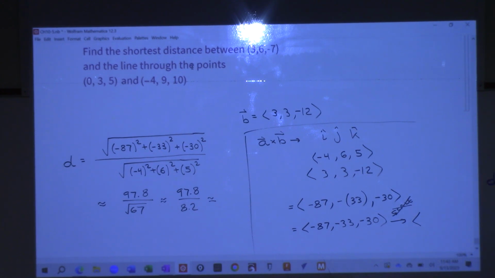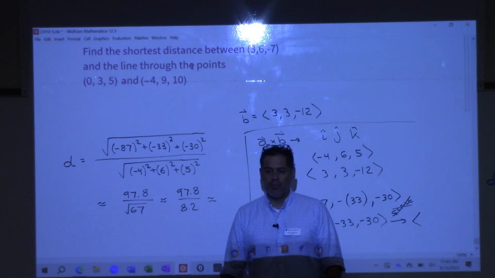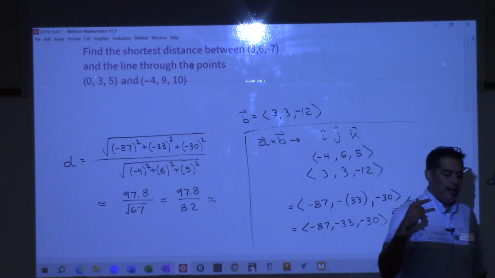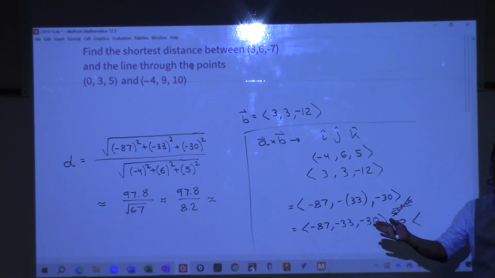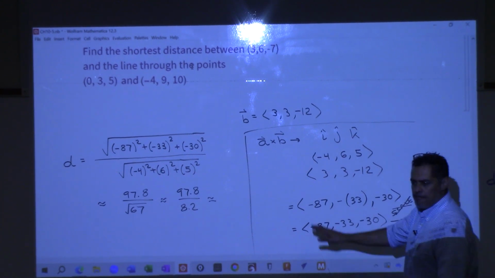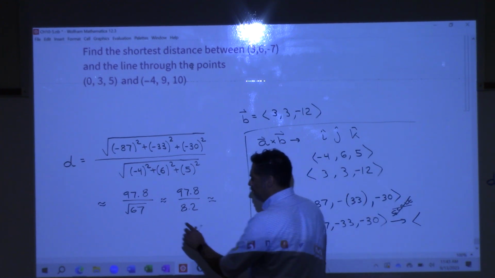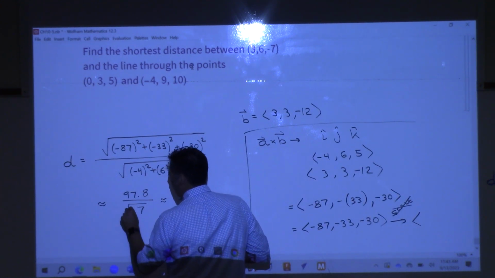I think the big thing is that to find the shortest distance between a point and a line, again, it doesn't require that much. It's just some vector stuff. Everything all right? It's root 77, not 67. Root 77. Okay. Thought I heard 67.